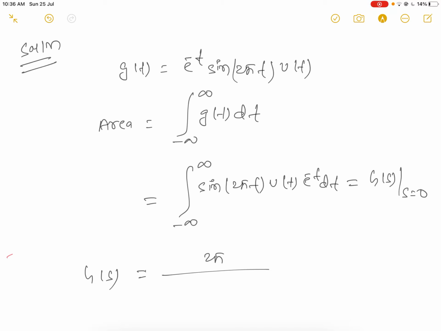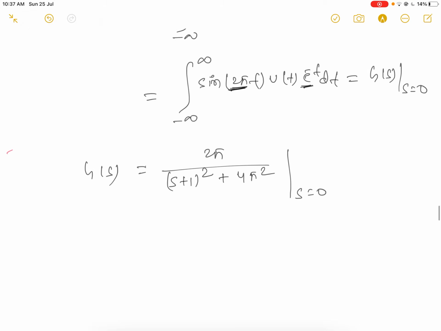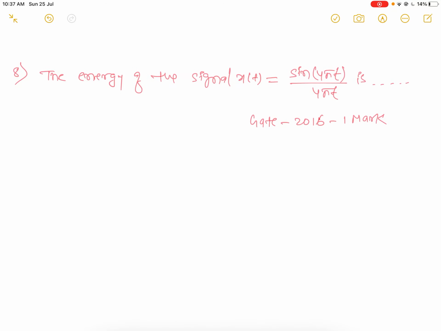2 pi upon, here e to the power minus t, okay, s plus 1 whole square plus 4 pi square, because here a in the place of a is equal to 2 pi. Okay, now put s tends to 0, then what will happen? 2 pi upon 1 plus 4 pi square. When you calculate now, you will get 0.155. Right answer, fill in the blanks. So 0.155 is the answer. Now let's come to the next question.